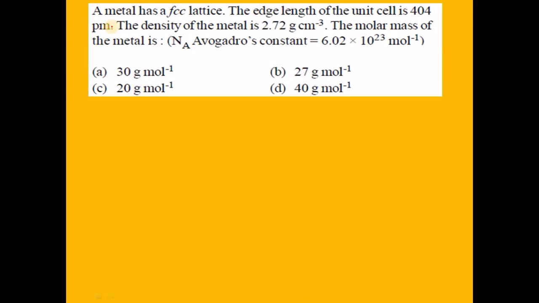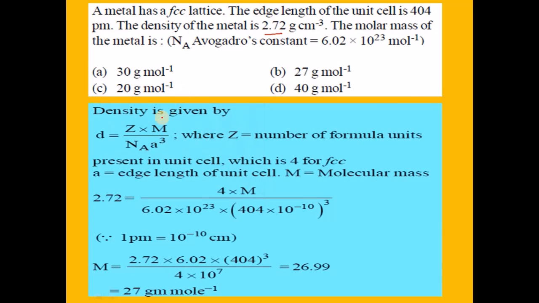Next question. A metal has an FCC lattice. The edge length of the unit cell is 404 picometers, so we have a value given. The density of the metal is given as 2.72. The molar mass of the metal is how much? That is the question. So the density formula related with molar mass: density is equal to Zm by N into a cube. In this we have to find the m value.